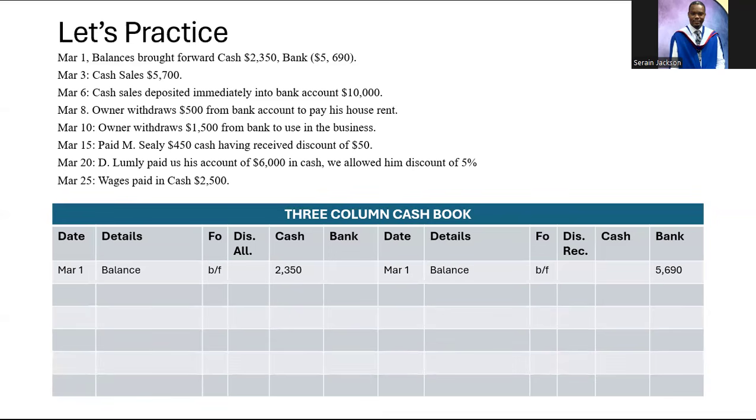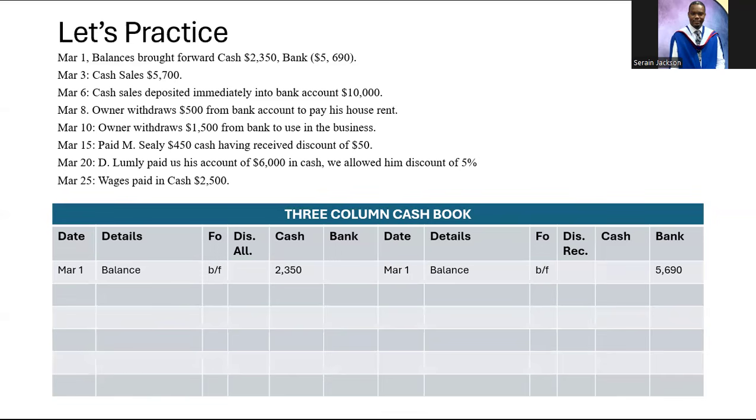Next transaction says March 3, cash sales 5,700. Now this transaction is basically saying that you are selling goods and you are receiving cash. Now, if you are receiving cash, then you're going to put the information on the debit side of the cash book. Why?